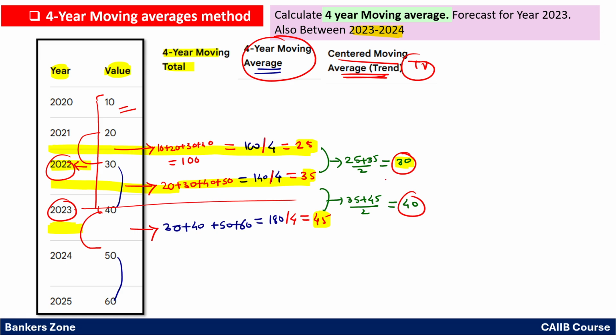So what is the answer? What they are asking for 2023, what is the 4-year moving average? For 2023, the 4-year moving average is 40. So this is the answer for 2023. Now they are asking what is the average between 2023 and 2024. So between 2023 and 24 we have to find. So here we have calculated 45 as the answer when we look between 2023 and 2024, right? So in that way you have to solve it in the examination.